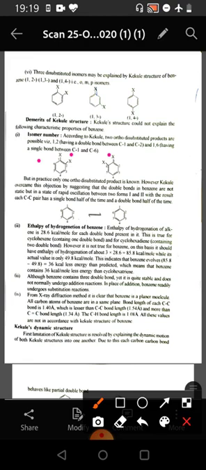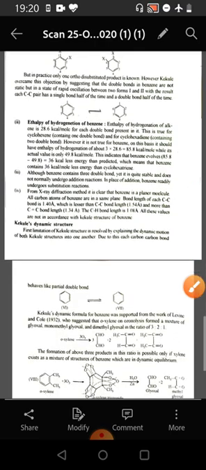However, Kekule overcame this objection by suggesting that the double bonds in benzene are not static in nature, but in a state of rapid oscillation between the 2 forms 1 and 2. The result is that each C-C pair has a single bond half of the time and a double bond half of the time. Now we see the enthalpy of hydrogenation of benzene.